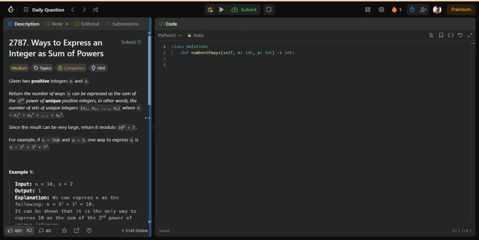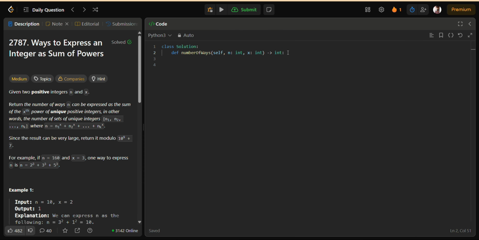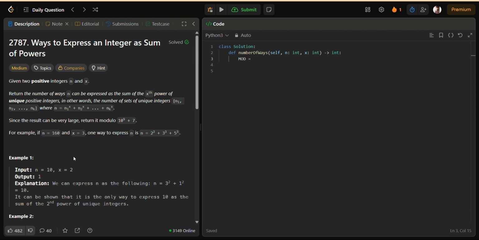My approach uses recursion with memoization to explore all possibilities efficiently. I think of it like this. We start with a current number j, and at each step, we have two choices. Include j power x in our sum and move to j plus 1. Skip j power x and still move to j plus 1. This way, we're exploring all combinations, but because we always move forward to the next number, we avoid repeating the same combination in a different order.